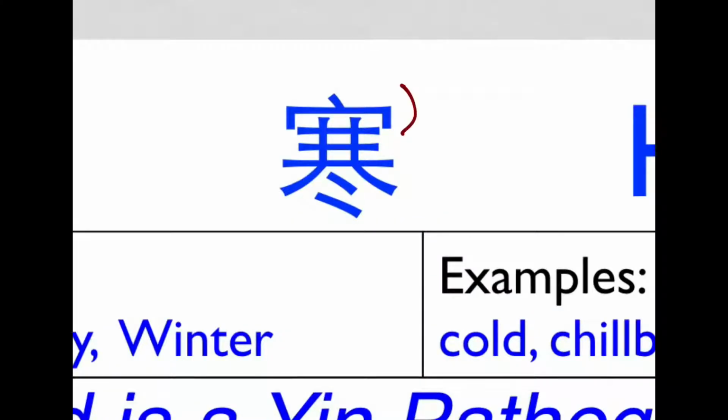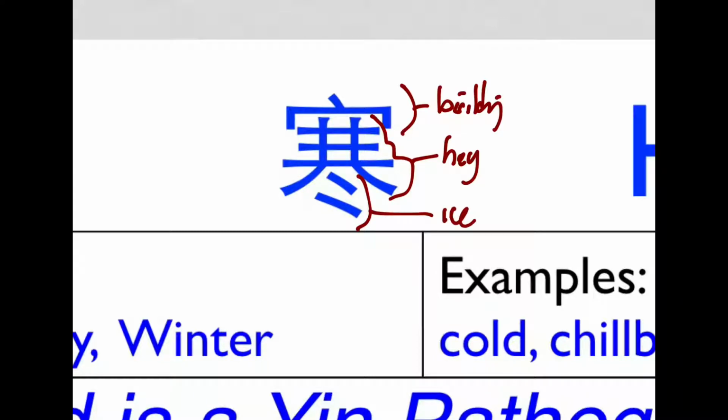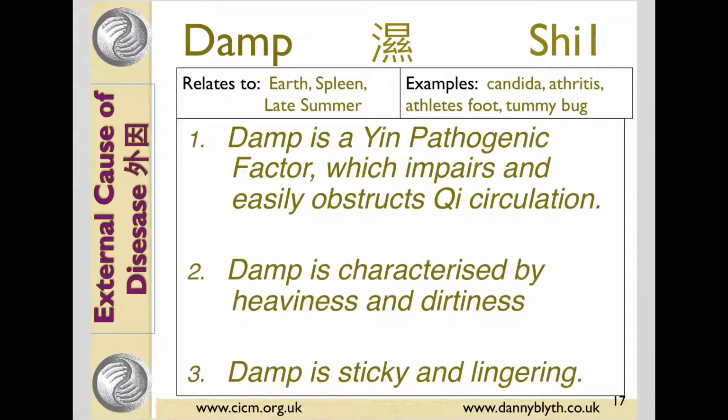So the character shows a building on the top. This building has been stuffed full of hay, and the reason for that is that outside we have ice. So damp relates to the spleen and to the earth element. So examples: candida, arthritis, athlete's foot, or a tummy bug. So it's a yin pathogenic factor.